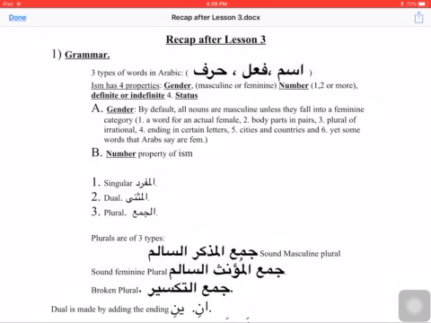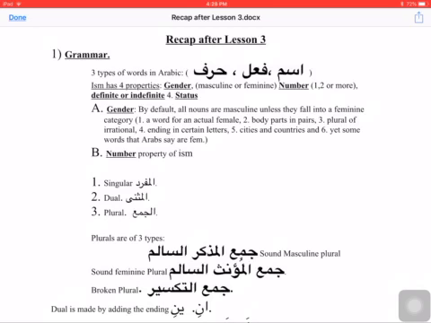Let's begin with a recap of what we have done in grammar up till now. In grammar, we have studied that in Arabic there are 3 types of words: ismun, fi'lun, and harfun. Ism has 4 properties, and we started learning the properties of ism.